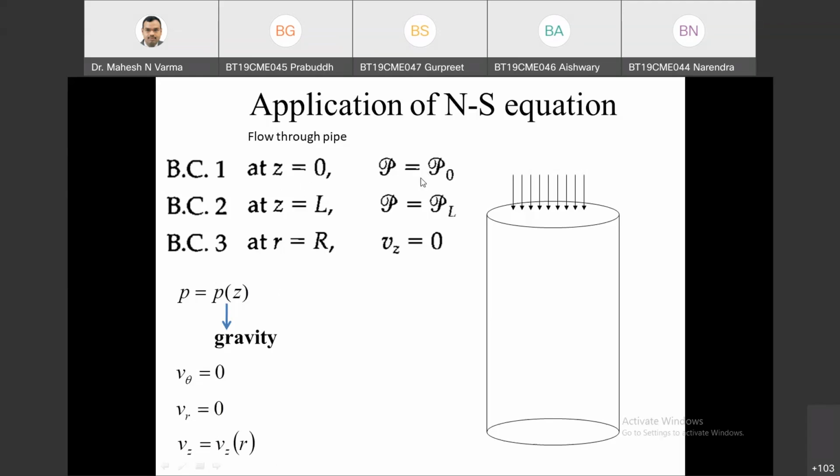So pressure should be given initially and at the end, and at r equals R, velocity is 0. This is the no slip boundary condition. These are the three boundary conditions available in the given problem. So when we are applying the Navier-Stokes equation to solve for the velocity profile, you can get this information. You take out this information from the given problem. Now apply the Navier-Stokes equation.